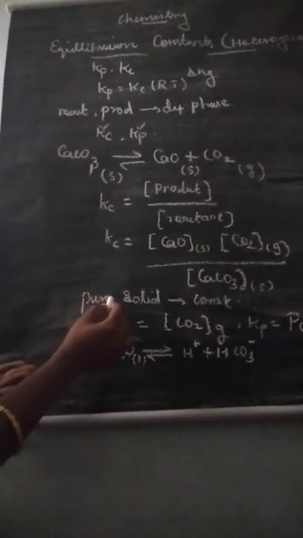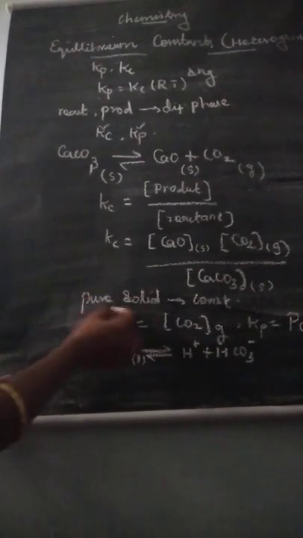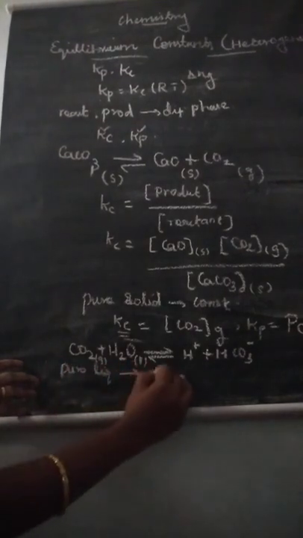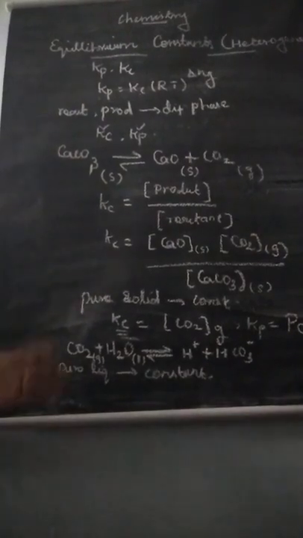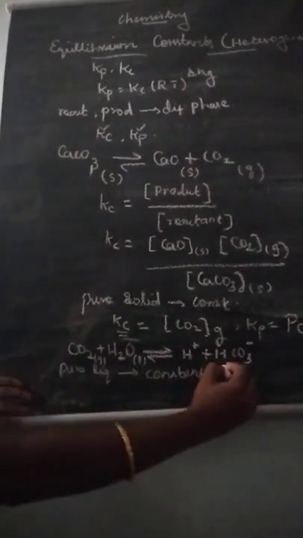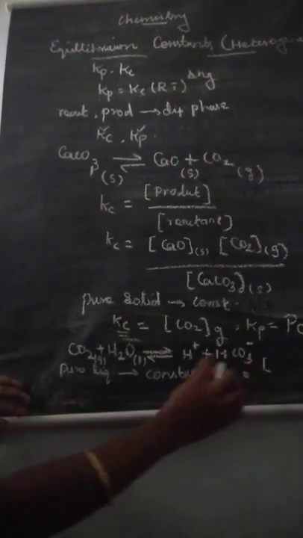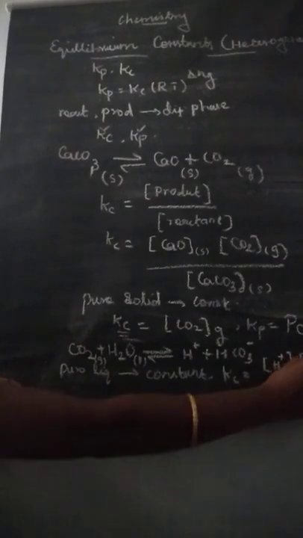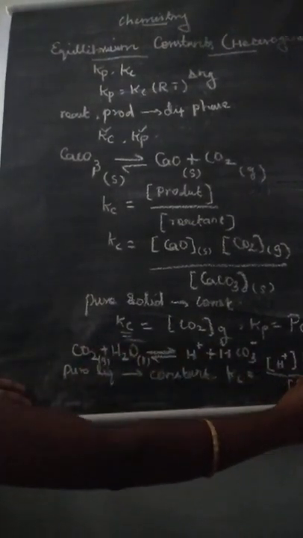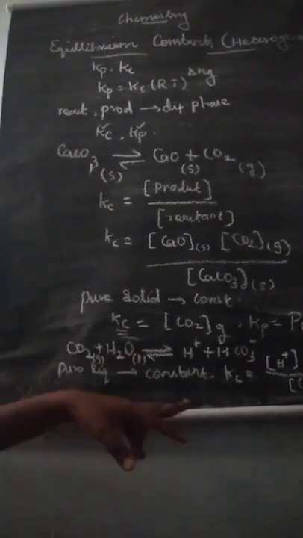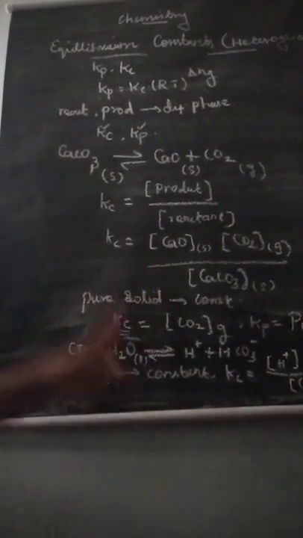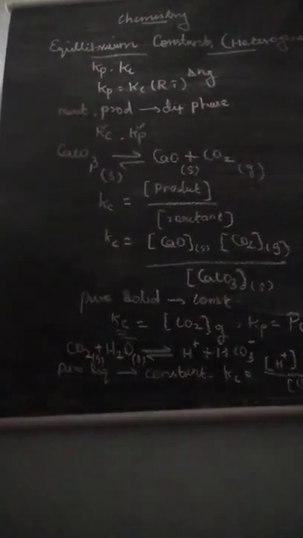Here listen. Already we learned that at equilibrium, the concentration of a pure solid remains constant. In the same way, the concentration of pure liquid remains constant. With liquid concentration constant, can you tell the Kc formula of this equation? Kc is equal to the concentration of products: concentration of H plus into concentration of HCO3 minus, divided by the concentration of carbon dioxide gas molecule. This liquid remains constant. So you got the answer. In this example we learned two main points: concentration of pure solid and pure liquid remain constant. Understand this topic?